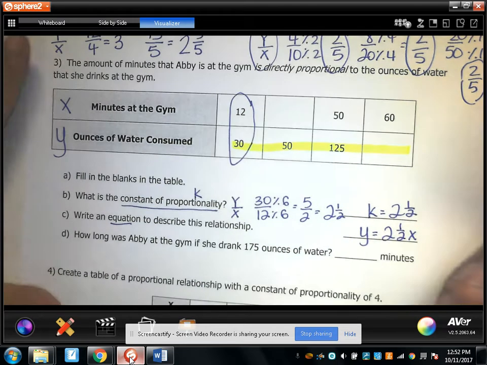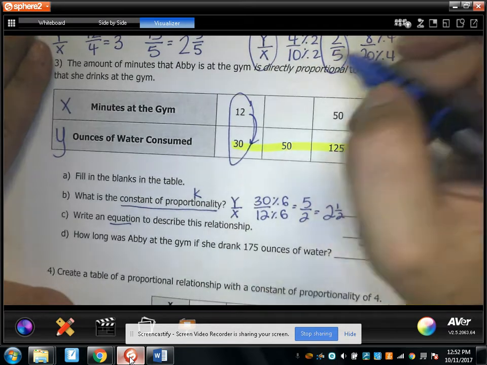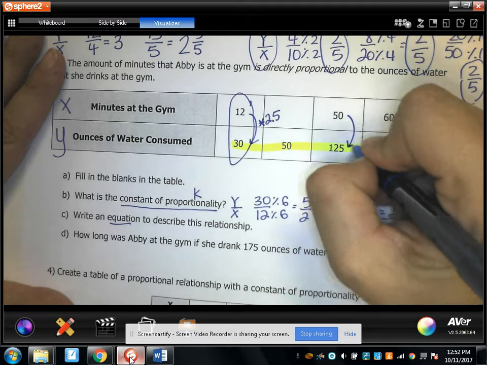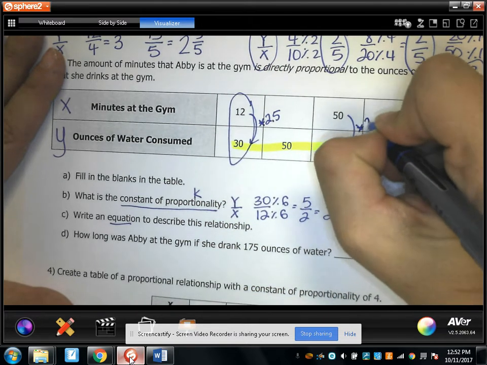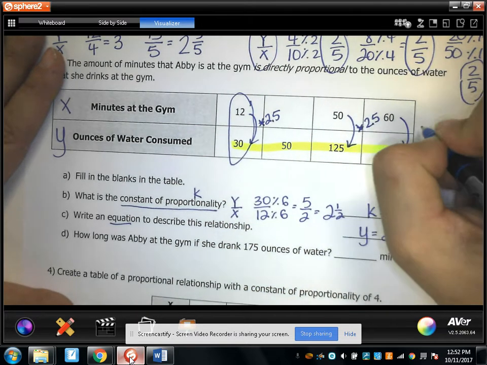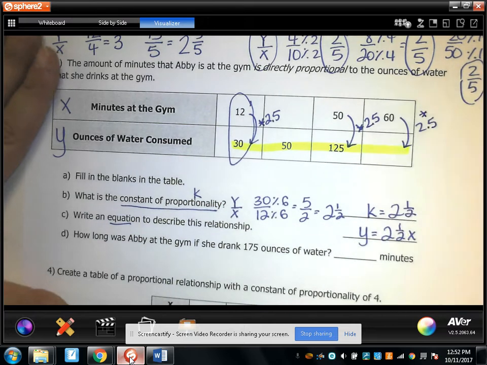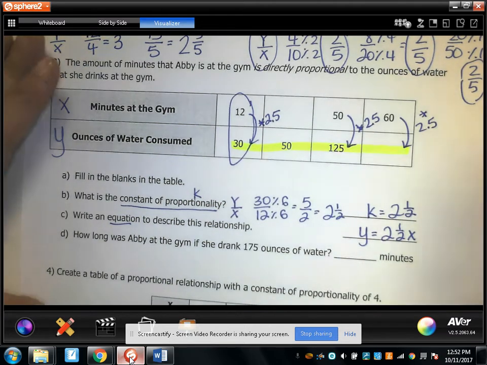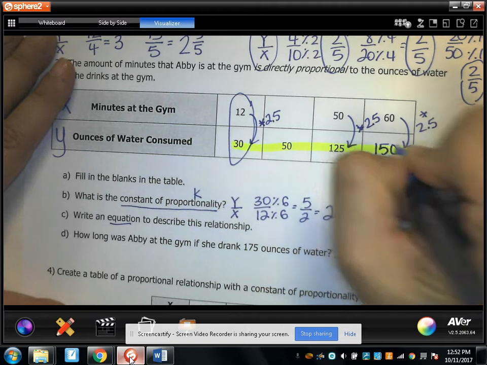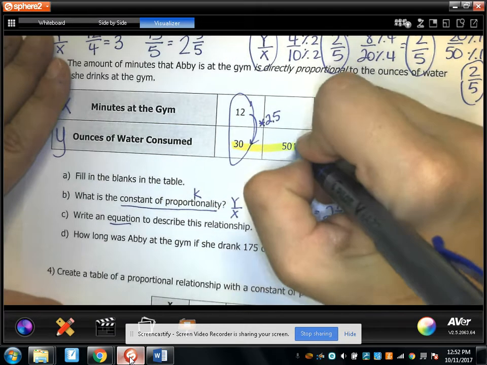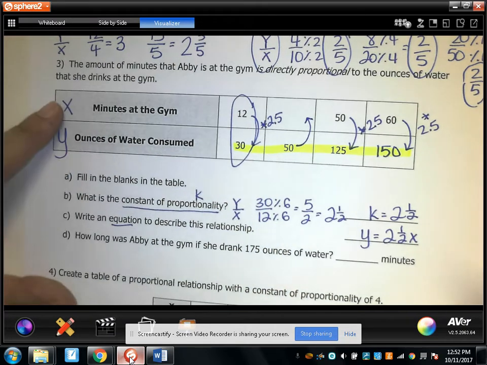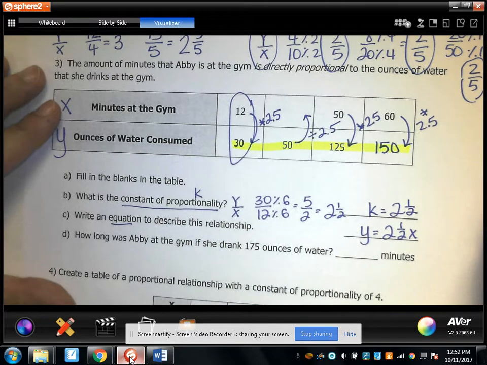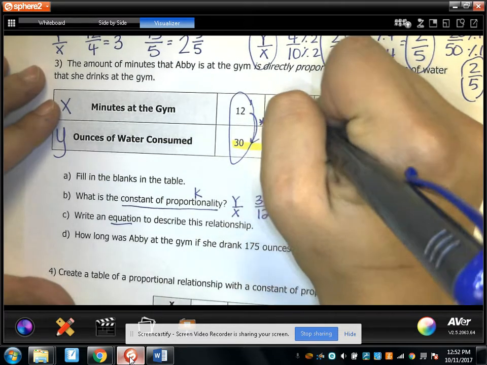And that means to get from x to y, you multiply by 2.5. If I'm going this direction, I multiply by 2.5. If I'm going this direction, I multiply by 2.5. So I can already do this one, and I know 60 times 2.5 is 150. Now here I'm going the opposite direction. If you're going from y to x, you're going to divide by 2.5. And 50 divided by 2.5 is 20.